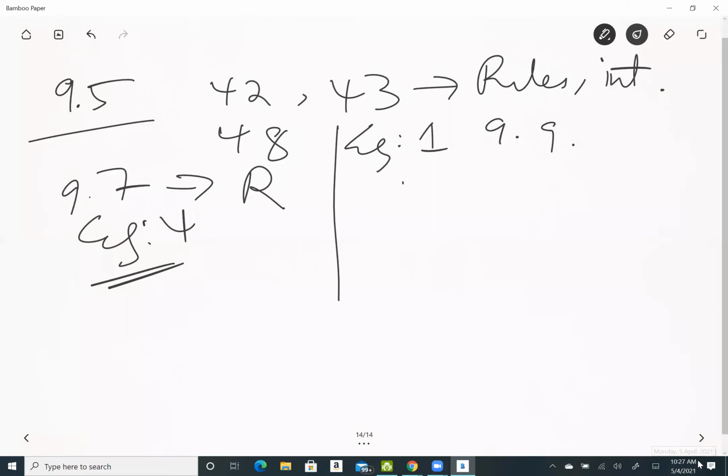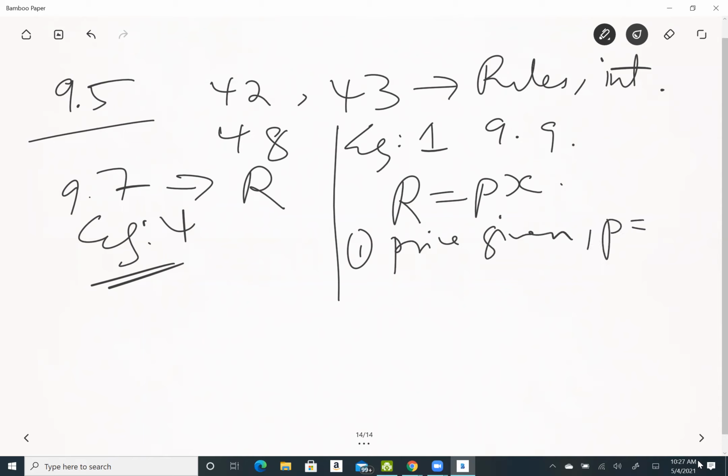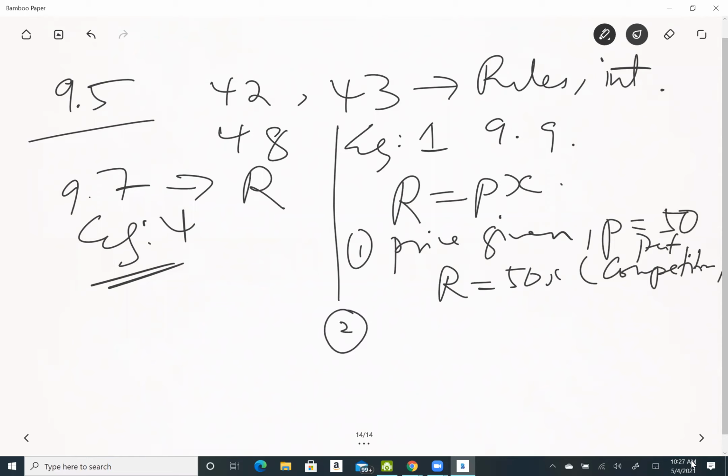Here, we know revenue is equal to PX. Now, when the price is given, okay, number 1, the price is given, you have perfect competition, right? P equal to 50, so revenue equal to 50x. Now, this kind of market, you call it competitive market. Perfect competition. Okay, now, number 2, the price is not given.